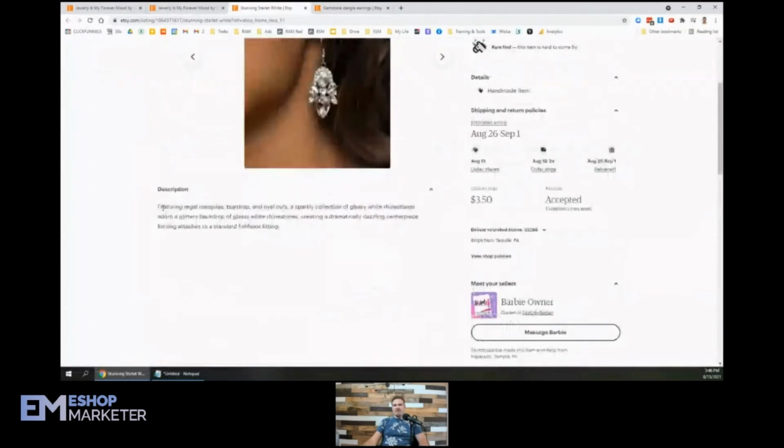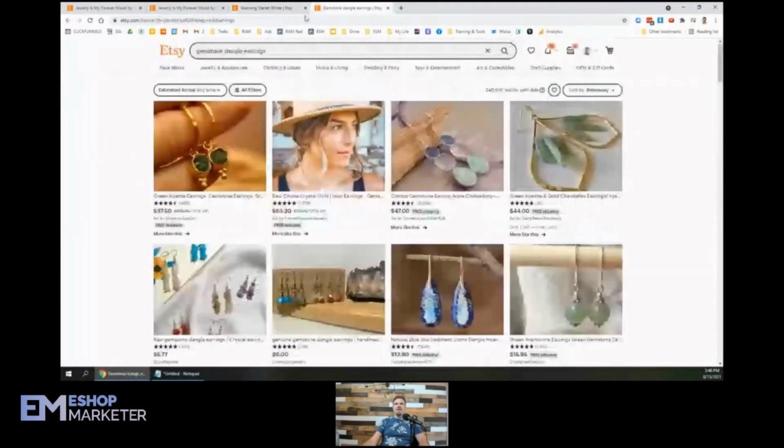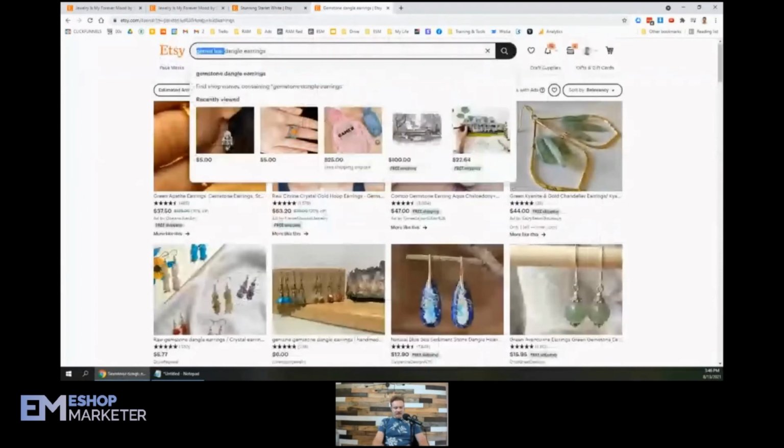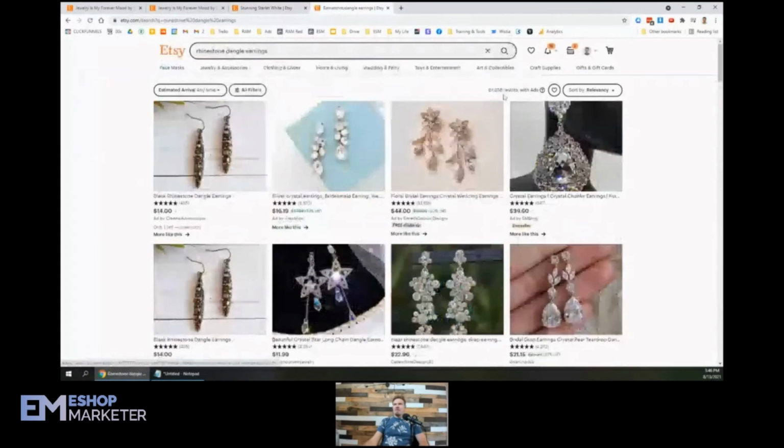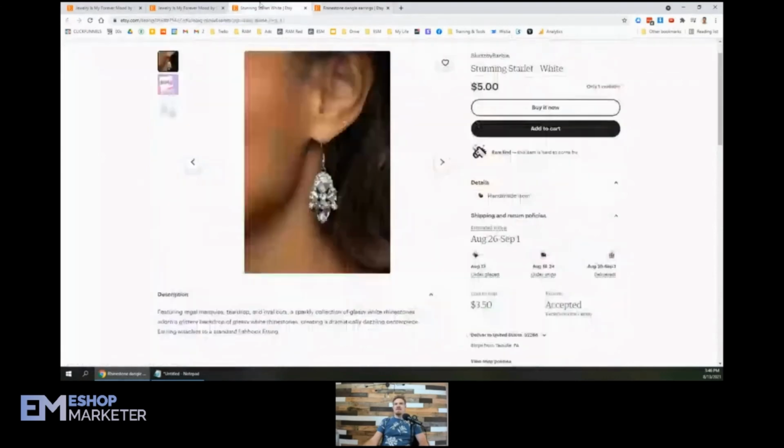I'm not sure what the stone is here. Glassy white rhinestone. Okay. So you could do rhinestone dangle earrings. There we go. Rhinestone dangle earrings. Excellent. 61,000 results. So this is a big keyword, lots of opportunity.